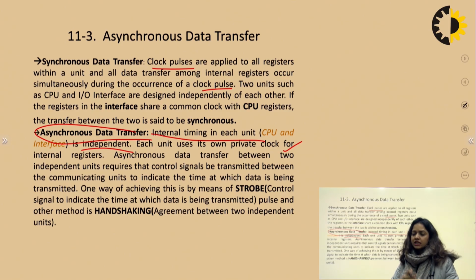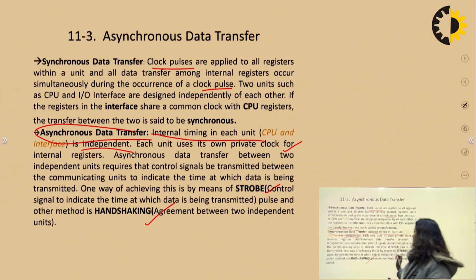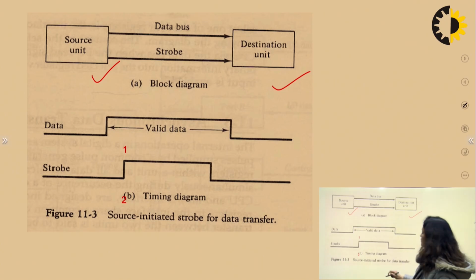Each unit has its own clock whenever it works by itself. But whenever data is transferred from one block to another block, no common clock pulse is inserted between them. That kind of transmission is known as asynchronous data transmission, and we have two techniques for it. One is the strobing technique and the other is the handshaking technique. In strobe transmission, we have one source unit and one destination unit. This block diagram is for source initiated strobing for data transmission between the source unit and the destination unit.